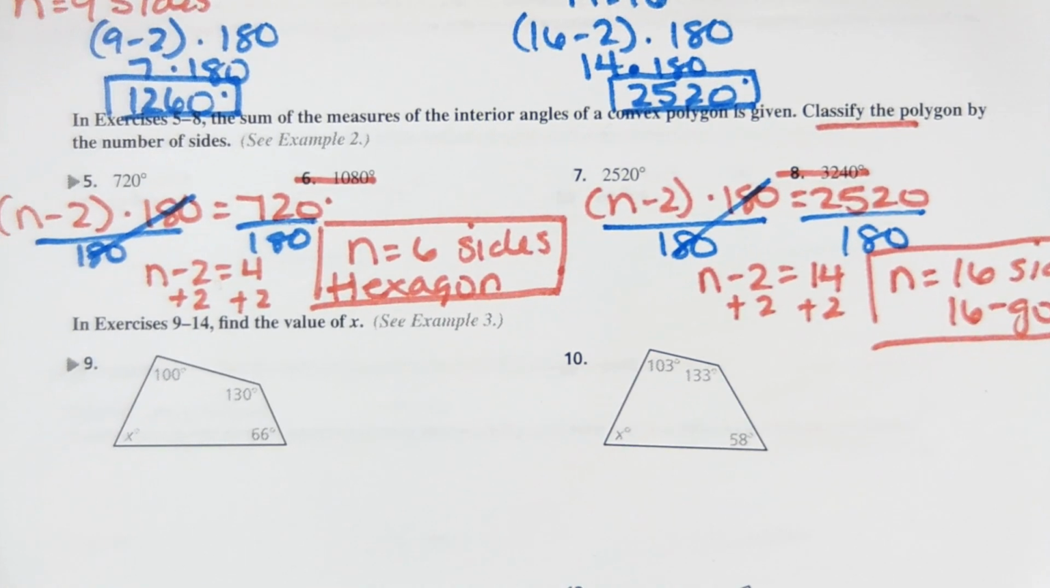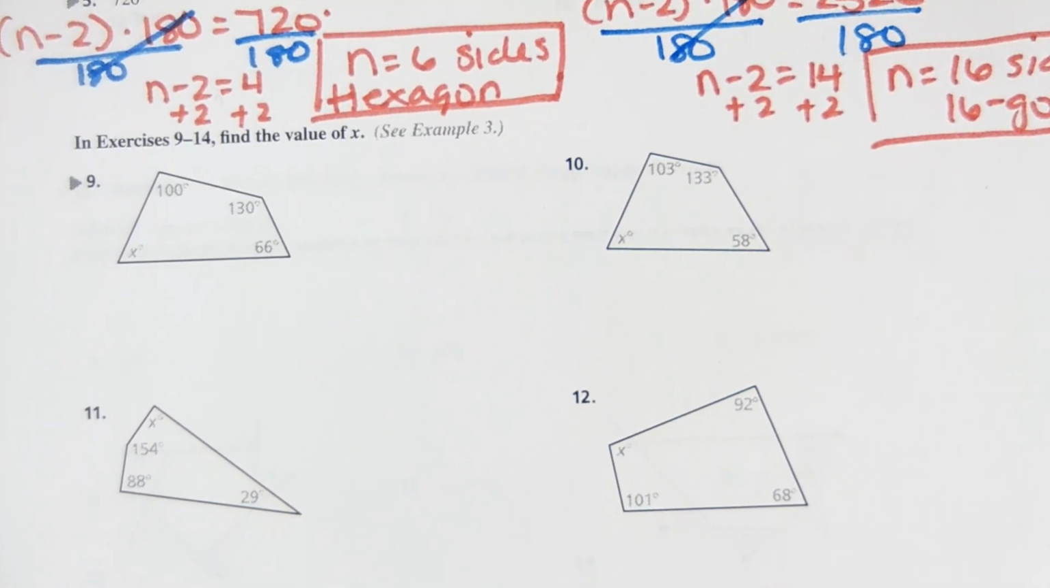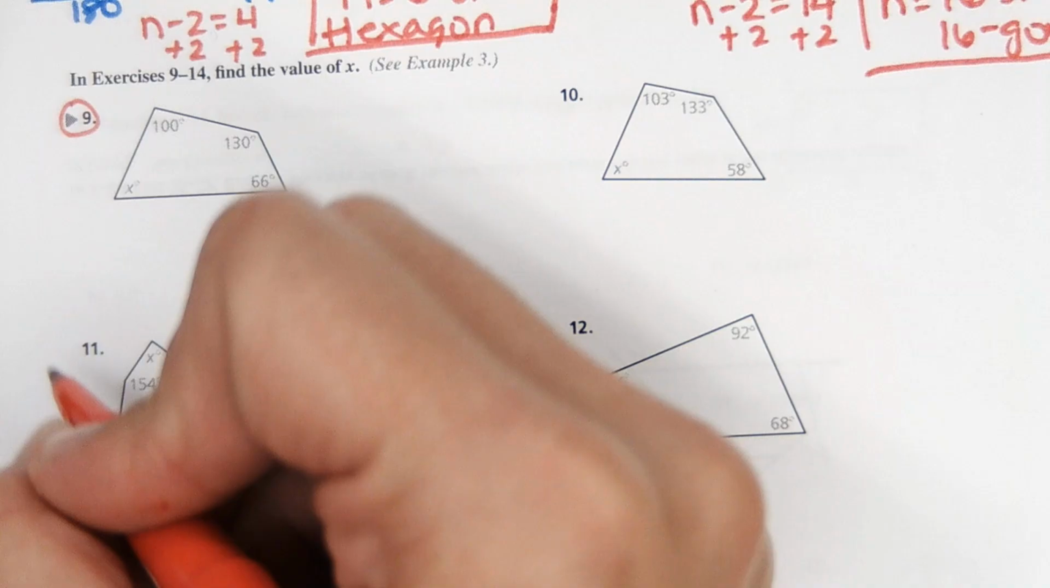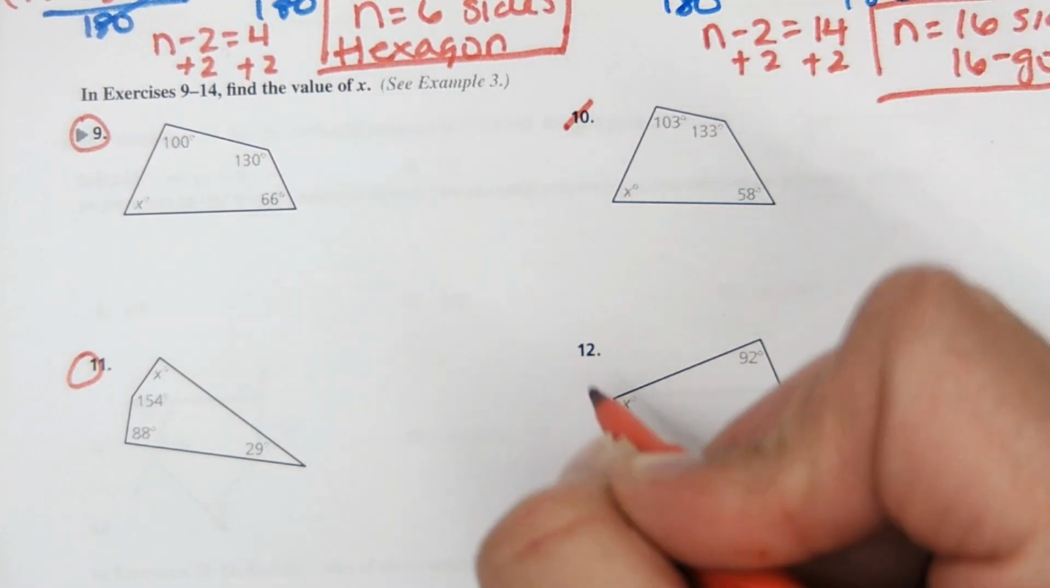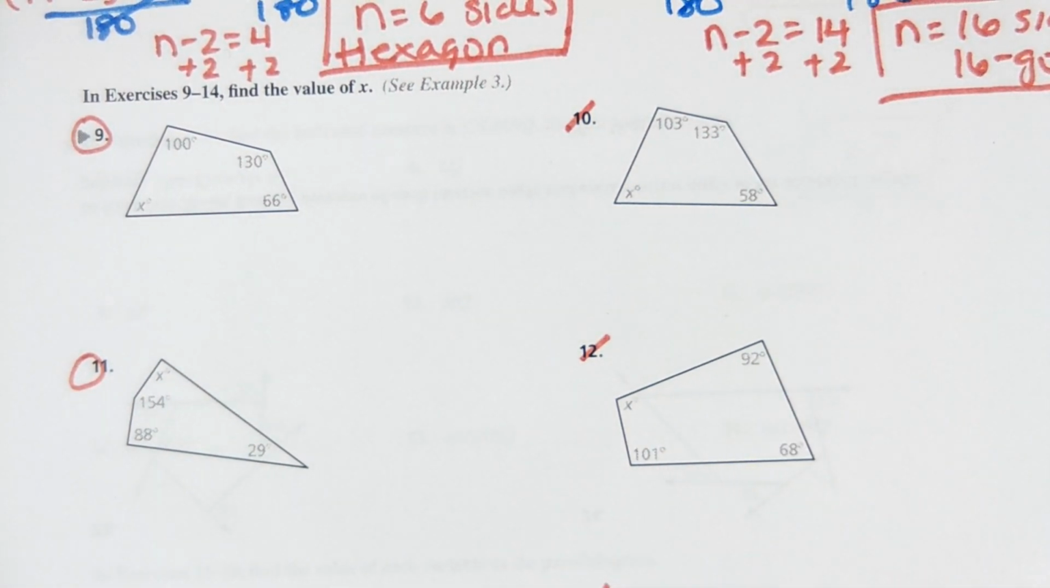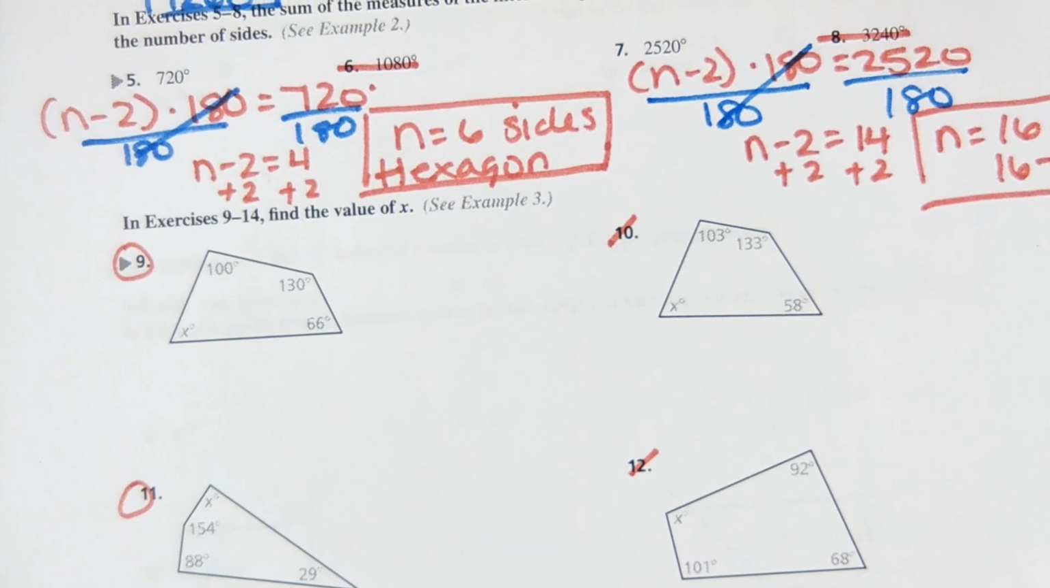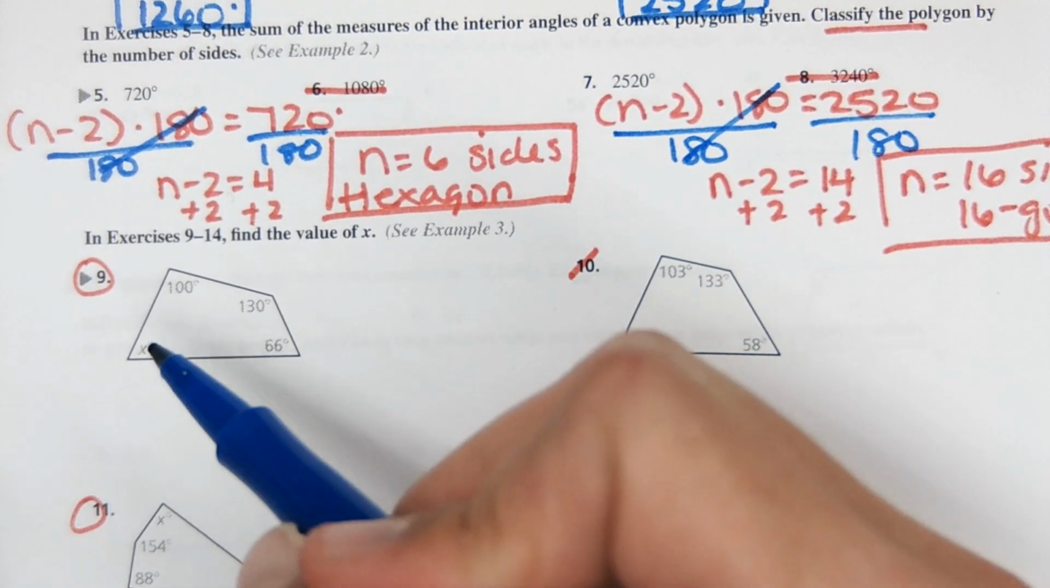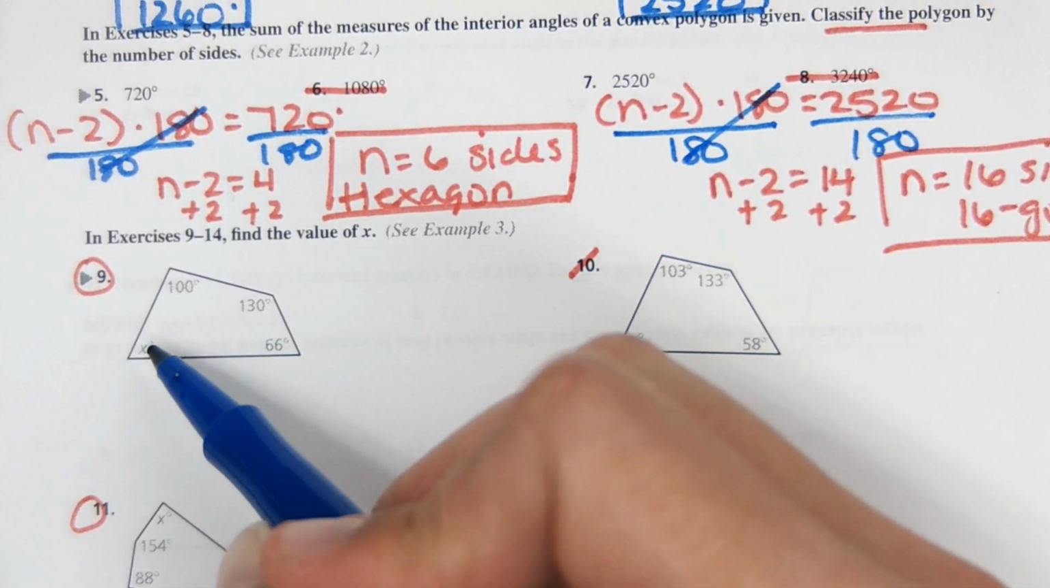Okay, next, for this next section, we're going to do 9, 11, and 13. We're not going to do 10, 12, and 14, so if you need that space, it is available. Okay, so for number 9, it shows a 4-sided shape. It wants to know what x is.